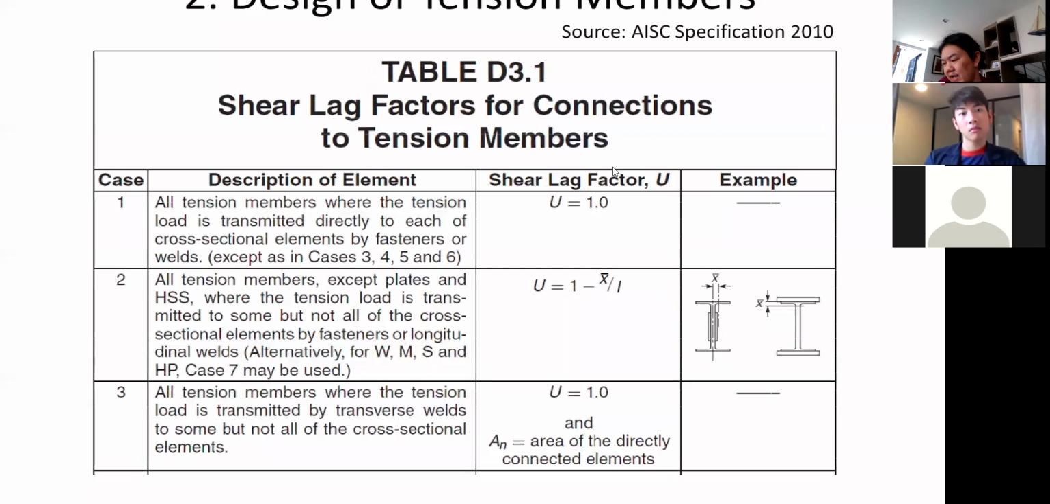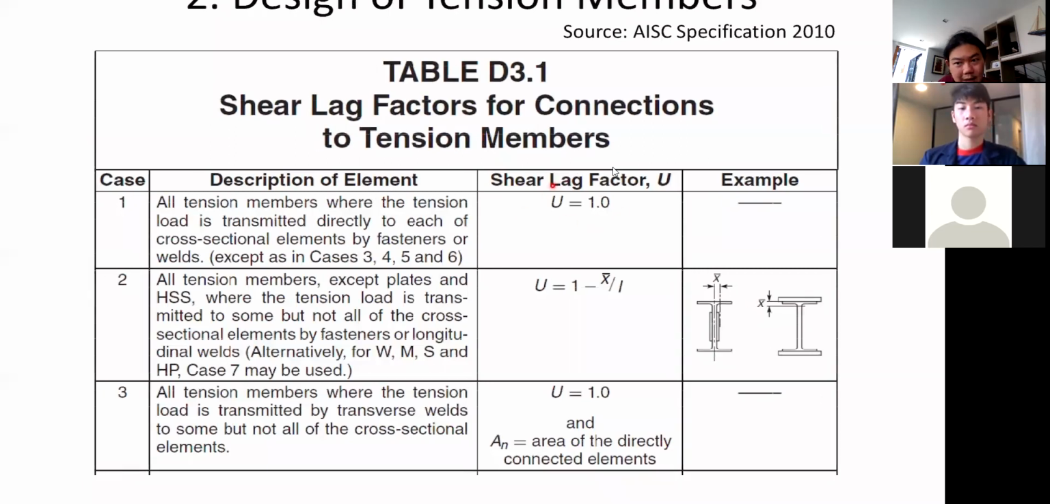In that case, you're not going to have the shear lag problem. Otherwise, you will have the shear lag problem. And this becomes the formula that I already mentioned, the formula you need for the calculation of the shear lag factor.